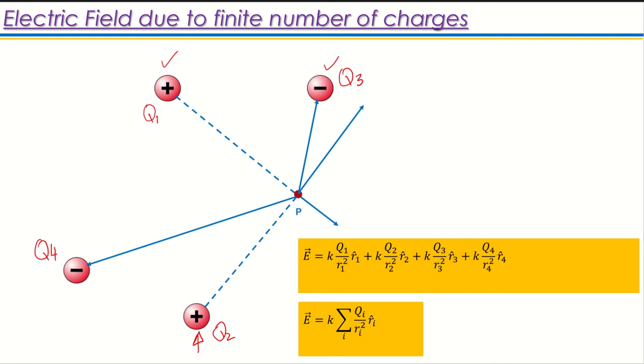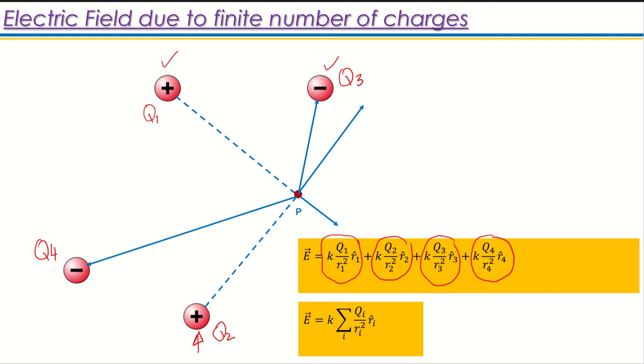So we find the electric field due to the charge Q1, which can be given as E1. So this is the electric field due to the second charge, due to the third charge, due to the fourth charge, and we add it all together.